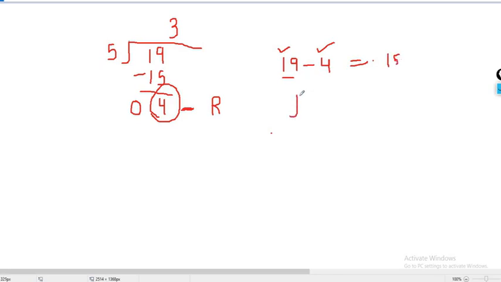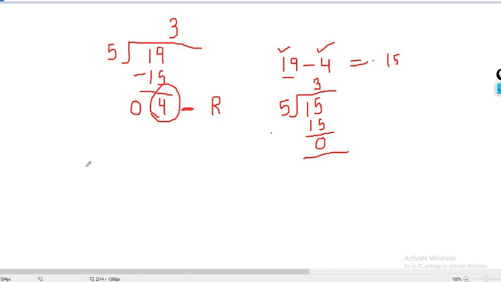Now if you will divide this 15 by 5, then you can say ma'am it is completely divisible because I am getting my remainder 0. Okay, so how can you make a number divisible by a small number? You will simply subtract the remainder from the dividend. Whatever remainder comes, you will subtract it from the dividend.